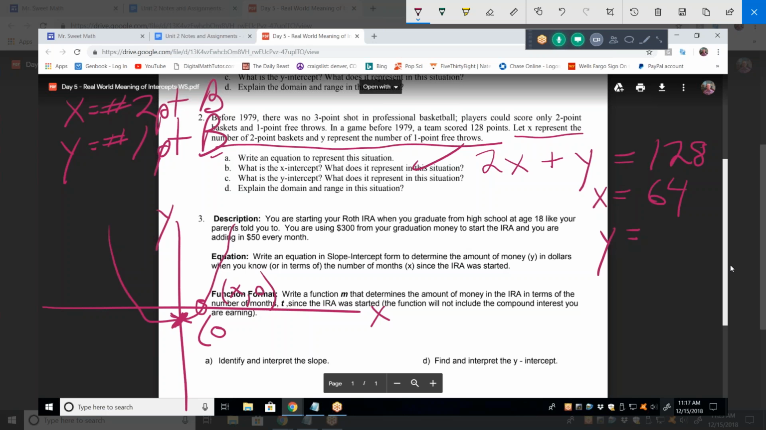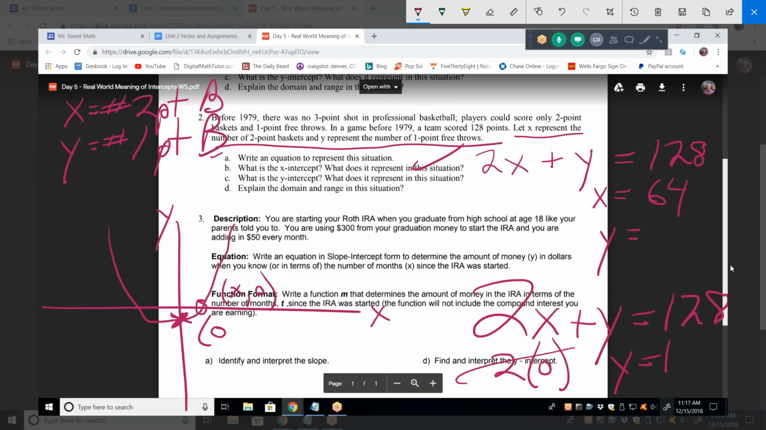Okay, I want you to start from this equation. And I want you to set x equal to 0 and tell me what y is equal to. Well, 2 times 0 is what? 0. So I've got y equals 128. What does that mean? If the y-intercept's 128, what does it mean happened in this basketball game? There are 128 1-point baskets. Yeah, that's what it means.